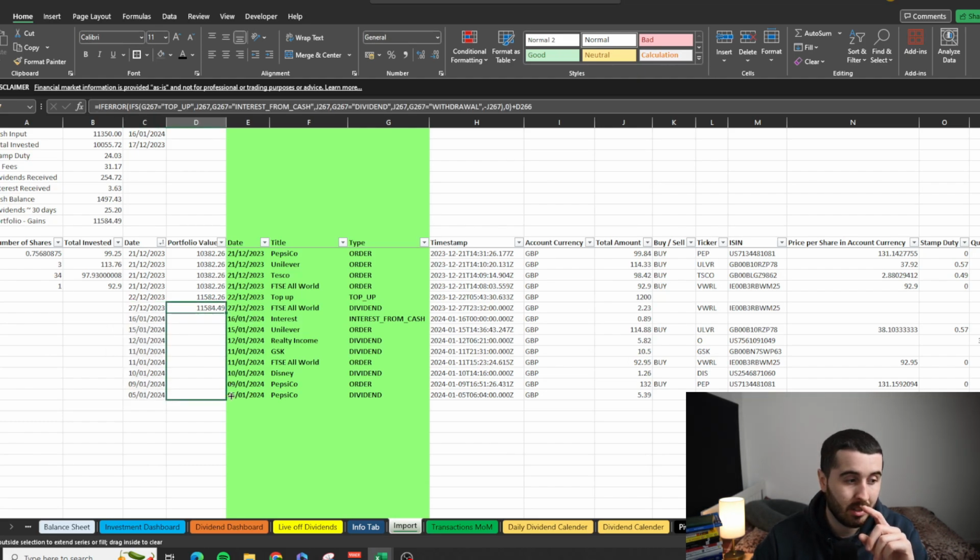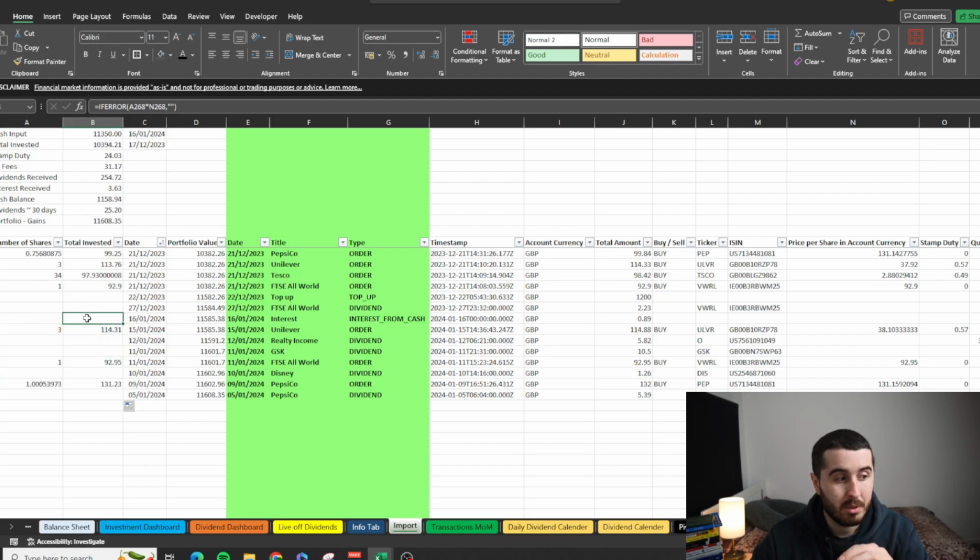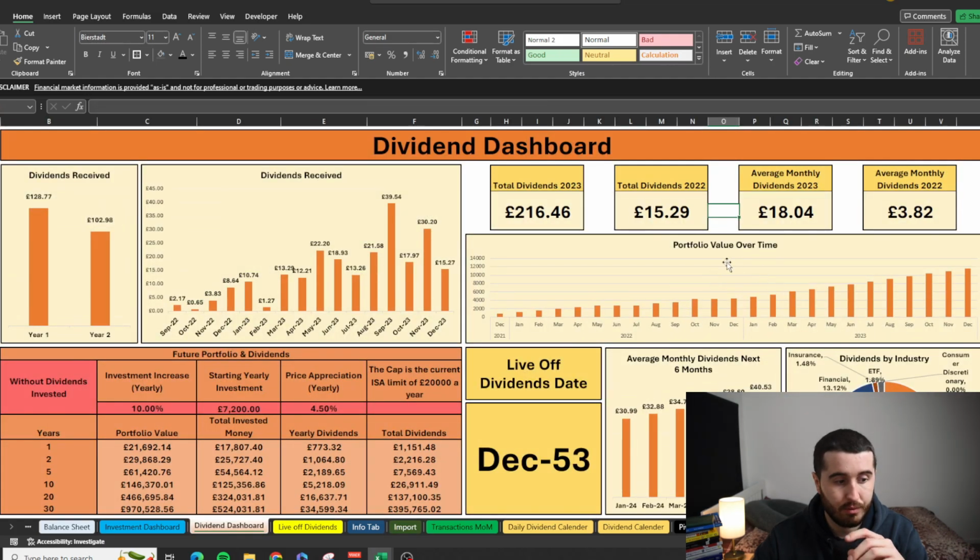Anyway, drag this formula down, drag this formula down. These are basically specific for the shares that you've bought, what you've invested. This is the portfolio value, which basically adds up any top up, any cash input I've done, any interest I've had, any dividends, and any withdrawals. It's basically summing all of that up, and that's what goes into this graph here.